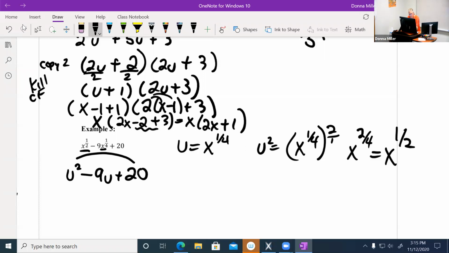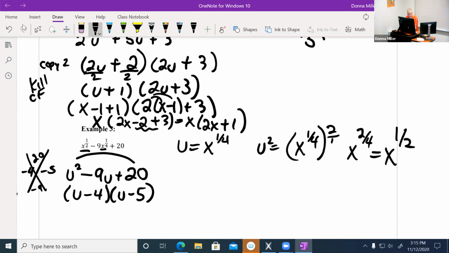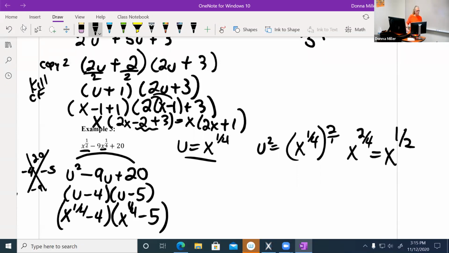Okay, I need factors of 20 that add to -9. So they would be what? Yeah, -4 and -5, they both need to be negative. So this factors as u minus 4, u minus 5. Okay. Now I just plug back in what u is. The u I had was x to the 1/4. So it's x to the 1/4 minus 4, x to the 1/4 minus 5. Now there'll come a point where you're going to want to set those to 0 and solve them, but we're not doing it yet. Okay.